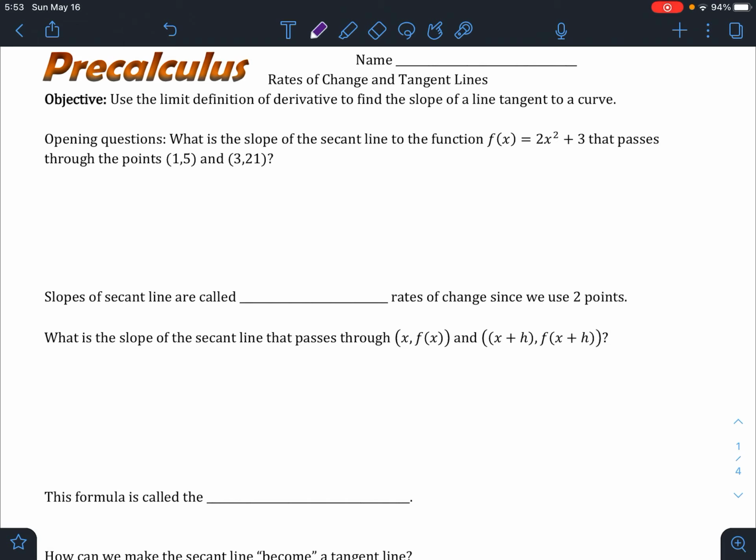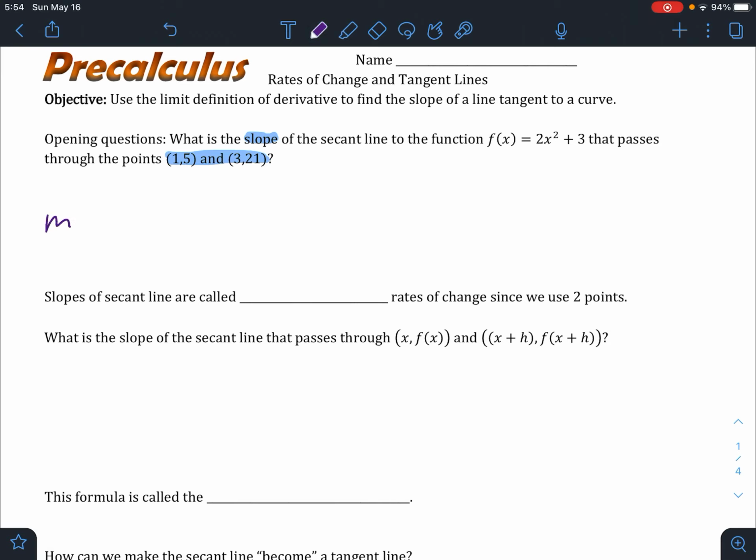So our opening questions here, just before we get started with the actual notes. What is the slope of the secant line to the function f of x equals 2x squared plus 3 that passes through the points (1, 5) and (3, 21)? This question might look confusing, but really all it's asking us here is the slope between those 2 points.